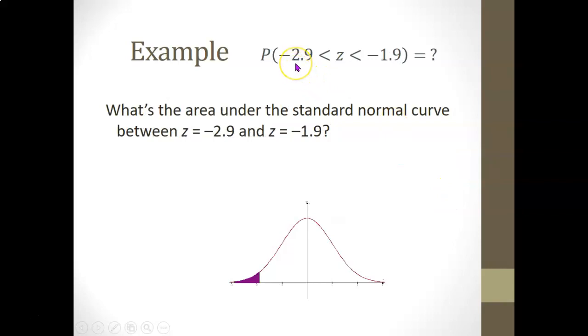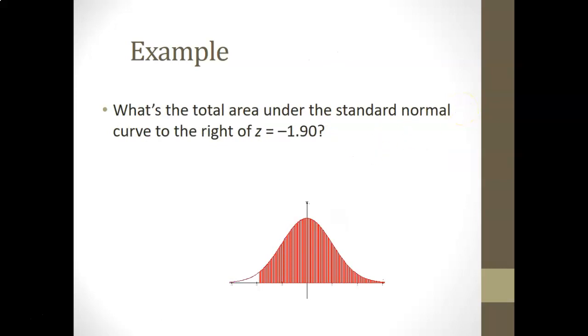Try this one. The probability of z being between negative 2.9 and negative 1.9. You should get an answer close to 0.268. Now, what about something like this? The total area under the standard normal curve to the right of z equals negative 1.90.